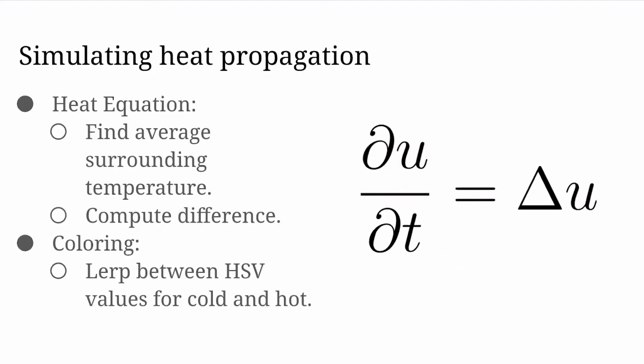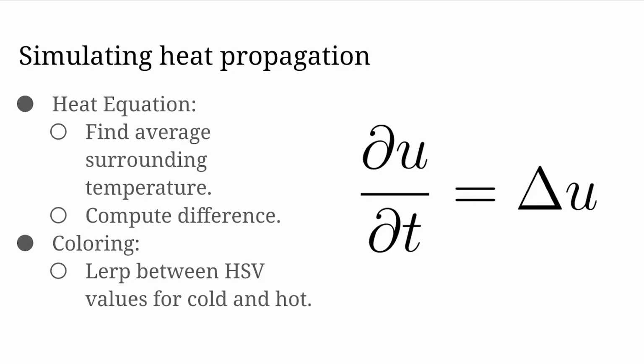So the first step to doing the simulation was to simulate heat propagation, and to do this, we used the heat equation. Our process was that we found the average surrounding temperature for a given point mass, and then computed the difference between that average and the current temperature of the point mass. The rate of change for that point mass was then proportional to our computed difference.